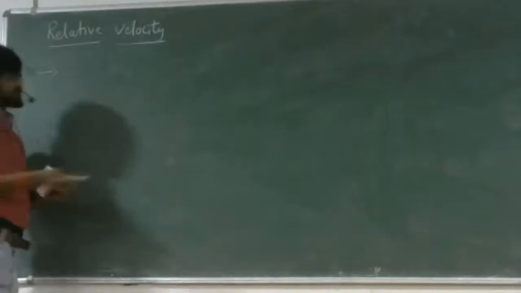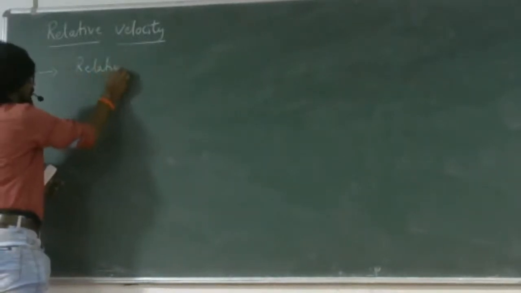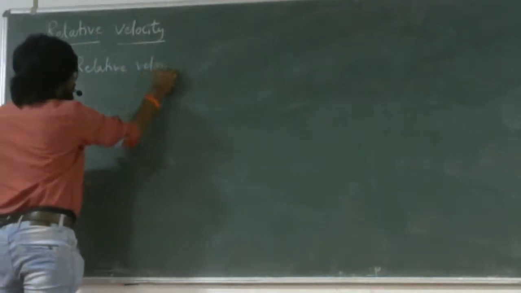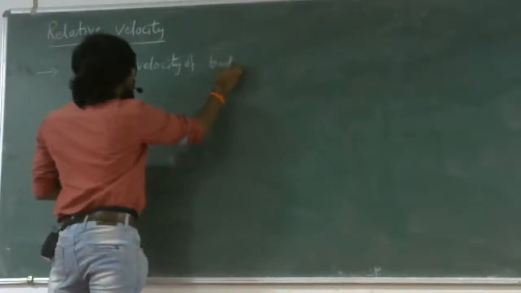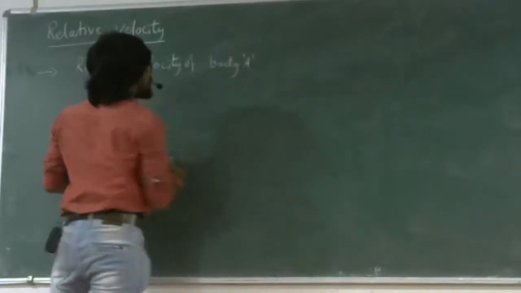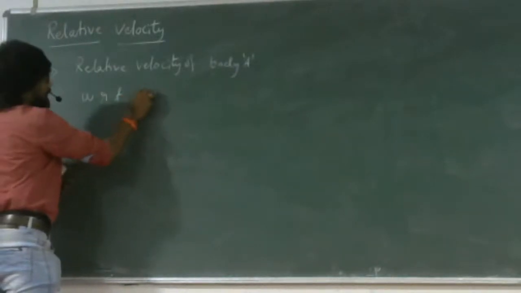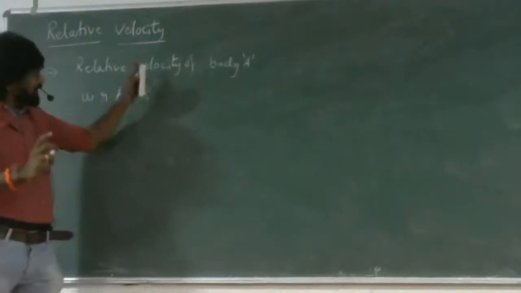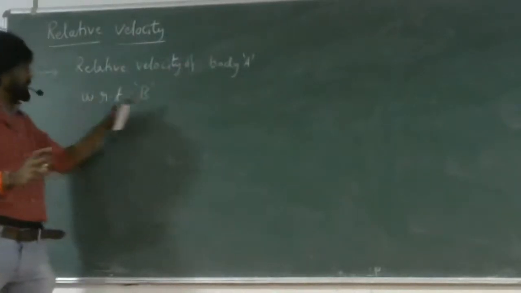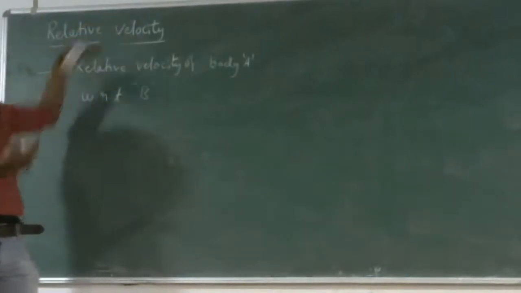The relative velocity or velocity of one body with respect to another, in general, we can give the relative velocity of body A with respect to B. In general, relative velocity is simply the velocity of body A with respect to B. Velocity of body A with respect to B is nothing but relative velocity.